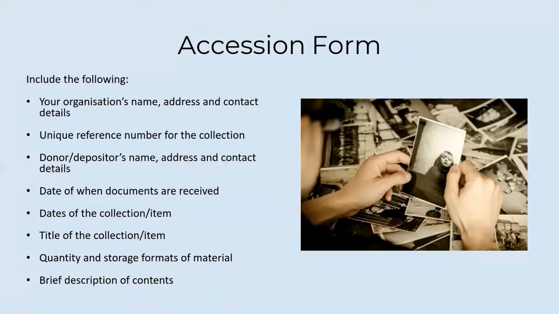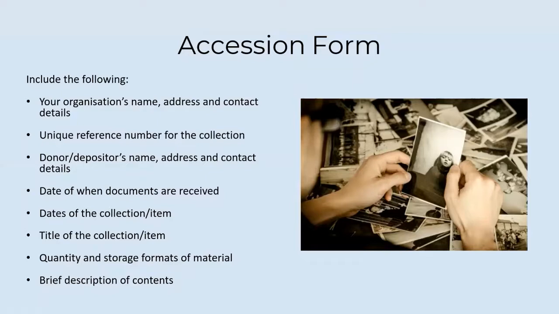It's helpful to fill in the form in the presence of the donor or depositor to make sure the details are accurate. They should be given a copy of the completed form for their reference. An accession form includes the name, address and contact details of your community archive, and you can add your website if you have one, a unique reference number for each entry, which could be the group's initials, followed by the current year, then a consecutive number, the name, address and contact details of the donor or the depositor.